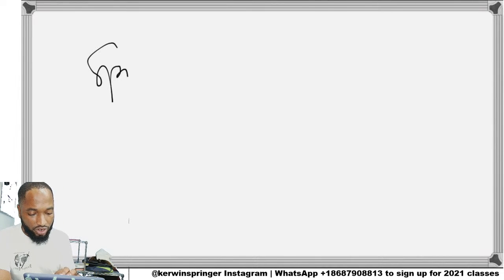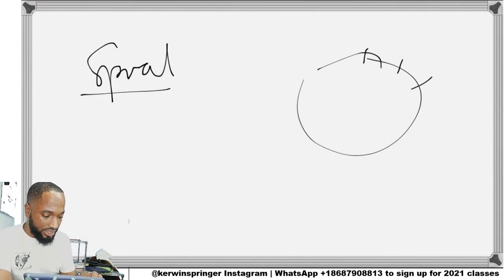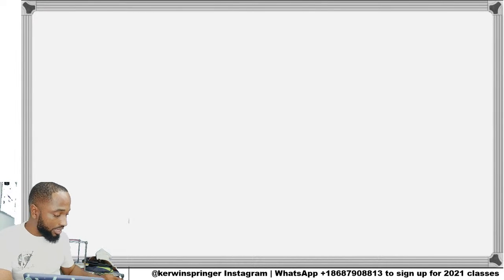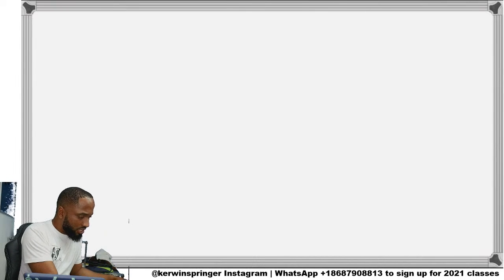What's the first step in drawing a spiral? Draw a circle, divide it into equal parts, and then start the spiral. I can't remember the whole spiral process, but you draw a circle and divide it into equal parts. It has some other notes here too.